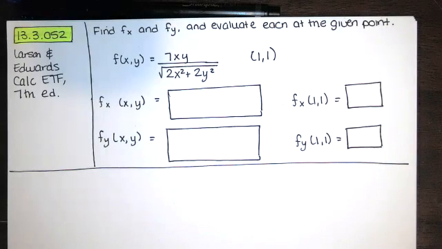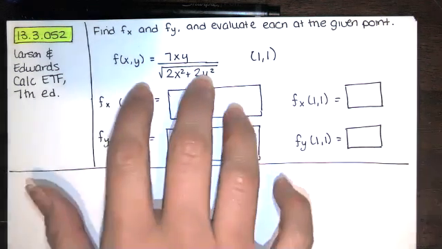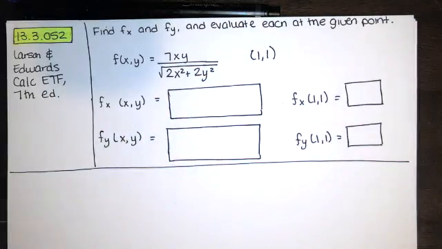In this video, we solve problem 13.3.052 from the Larson and Edwards Calculus Early Transcendental Functions text, 7th edition. We're asked to find the partial derivative of f with respect to x and the partial derivative of f with respect to y, and evaluate each at the given point. So we have this function here, and the point is x equals 1, y equals 1.